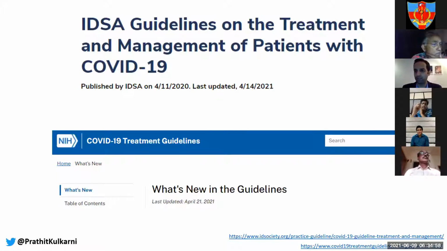The two main references which I am using for this presentation are the following. One is at the top, from the Infectious Disease Society of America, which are guidelines on the treatment and management of patients with COVID-19. And at the bottom are treatment guidelines for COVID-19 from the US National Institutes of Health. Both of these guidelines are updated regularly and are very helpful and what most of us are using for managing COVID-19 patients in the United States.